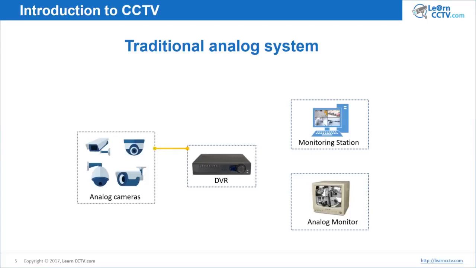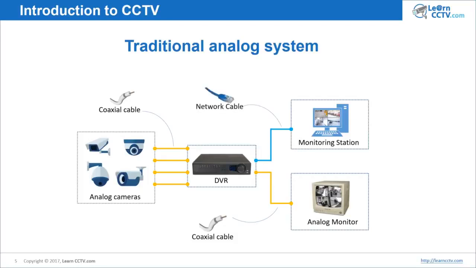So what I'm gonna do is just connect some cables from the cameras to the DVR, one cable per camera. And I'm gonna use this type of cable. It's a coaxial cable you connect from the camera to your DVR. And then you can also connect the same type of cable from your DVR to your analog monitor. One more cable from the DVR to the monitor station, that will be the network cable.